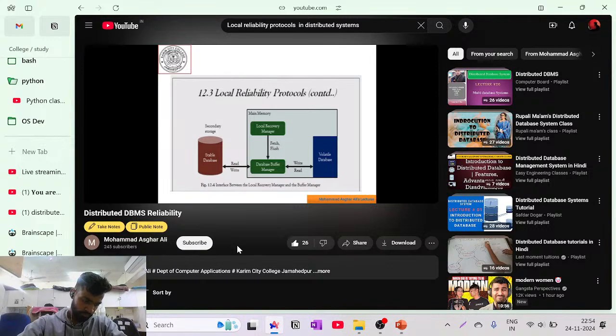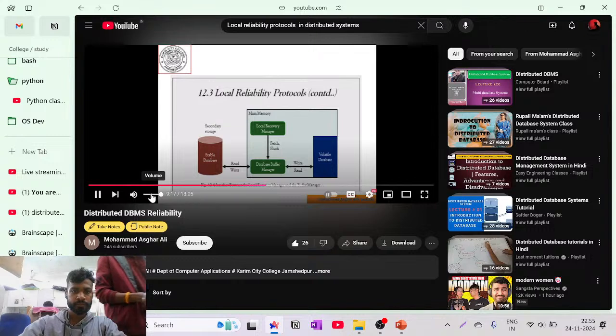This figure shows the interface between the LRM and the buffer manager, that is, the local recovery manager and the buffer manager. When the LRM wants to read a page of data on behalf of some operation of a transaction, it issues a fetch command indicating the page that it wants to read. The buffer manager checks to see if that page is already in the buffer due to a previous fetch command from another transaction, and if so, makes it available for that transaction. If not, it reads the page from the stable database into an empty database buffer.